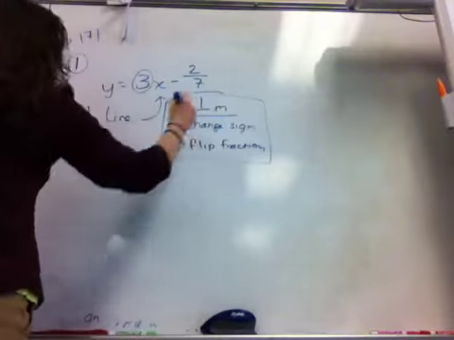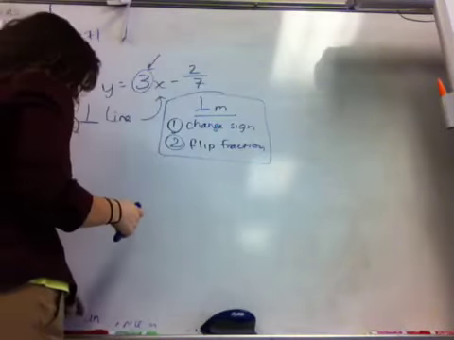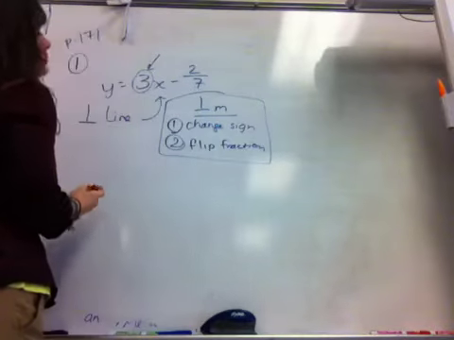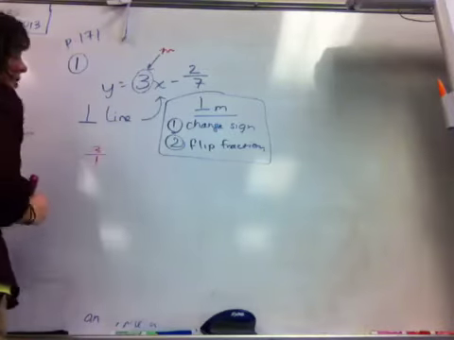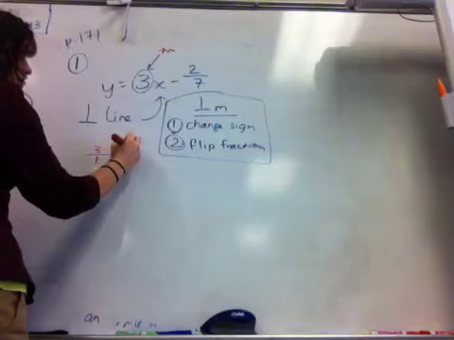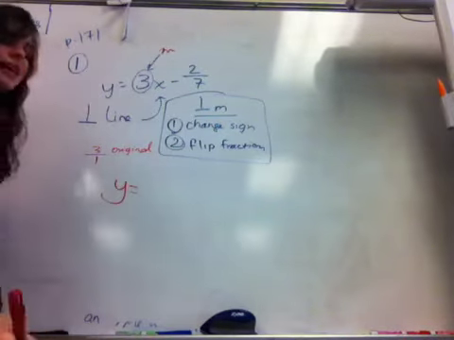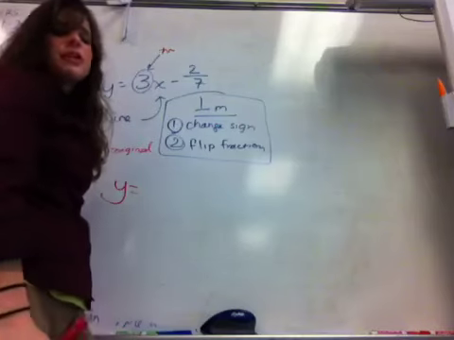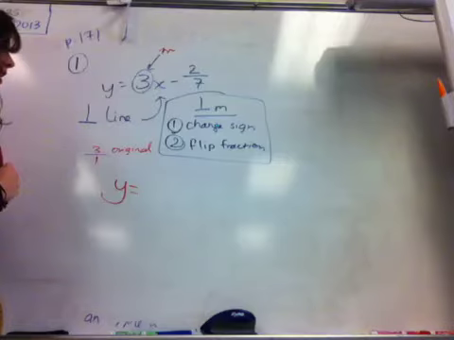Here's your two steps. All right, so what is your slope in this original equation they gave you? Your slope is a coefficient with x. Your coefficient with x is 3. So what is that as a fraction? 3 over 1. This is our original slope. Okay, so if we wanted to write an equation that's perpendicular to that, what are we going to do? Change the sign, flip the fraction.